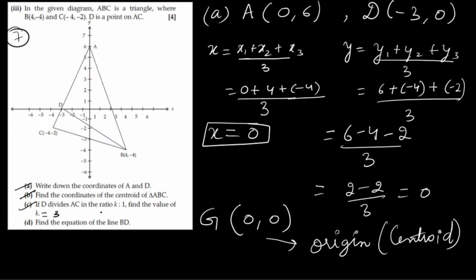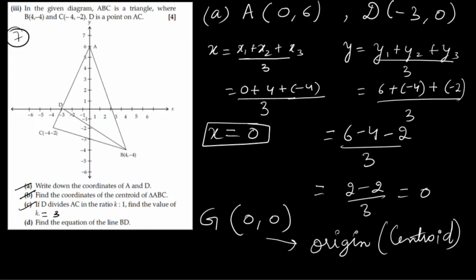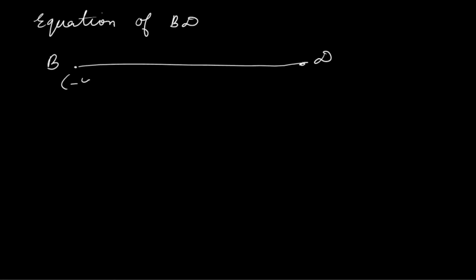Okay, so find the equation of BD. The equation of BD we have to find. It's always better to draw the lines first of all, because we know the coordinates. B and D's coordinates, both we know. B's coordinates are 4, minus 4.